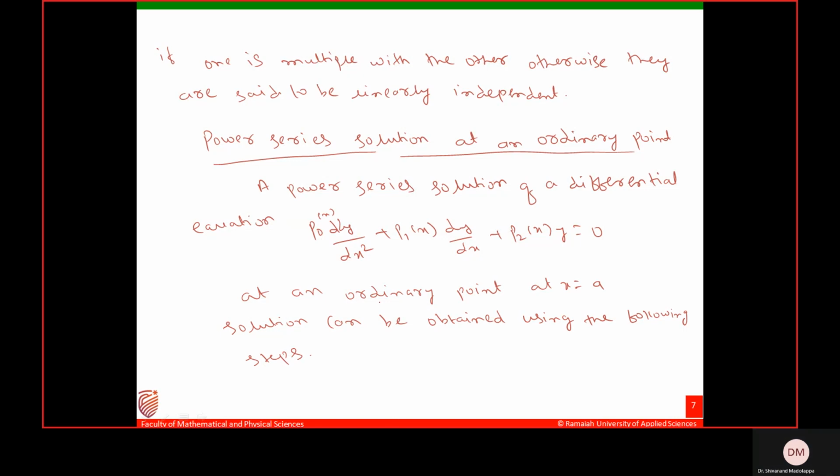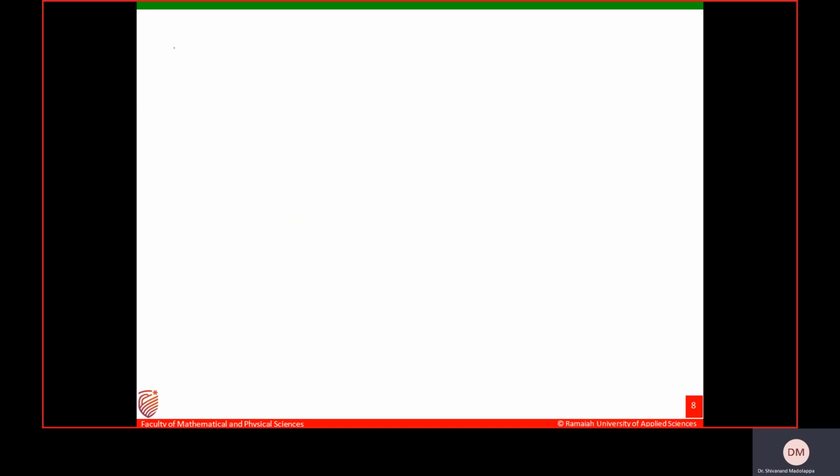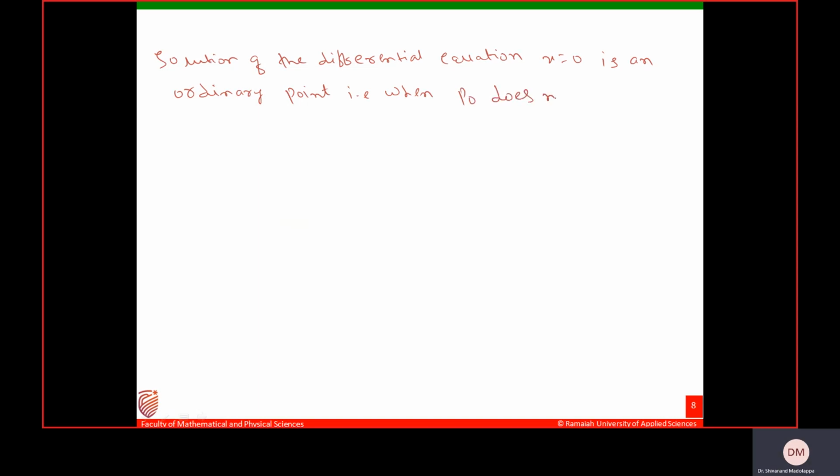First, the solution of the differential equation about x is equal to 0, instead of a we are taking 0, is an ordinary point, that is, when P naught does not vanish for x equal to 0.